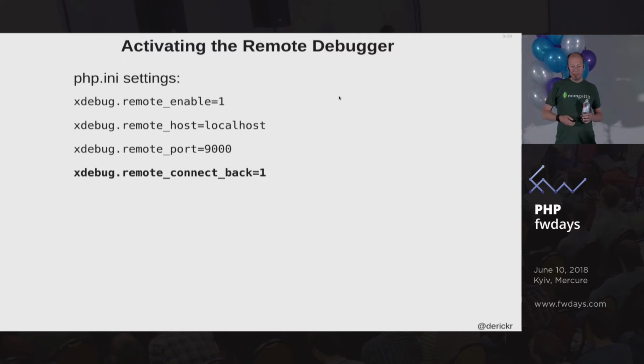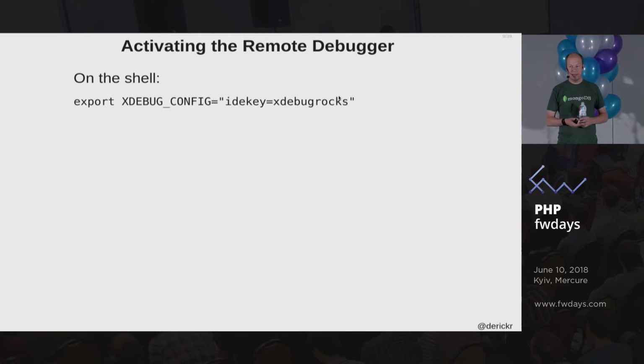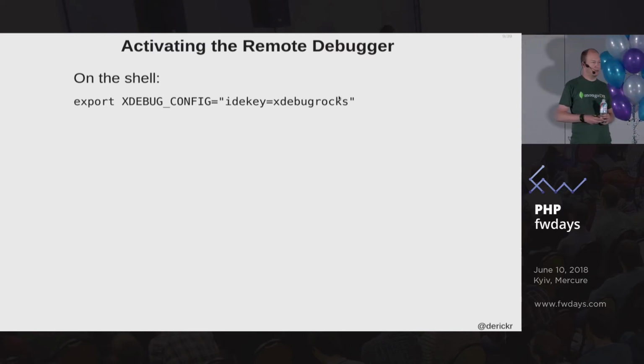Now, for activating the debugger, there are a few different ways to do it. On the shell, you need to export an environment variable. This is very useful if you want to debug PHPUnit tests and all kinds of things that you run on the command line. It's a slightly tricky way of activating the debugger because, of course, there's no HTTP request, so I can't easily detect whether that is something that happens.